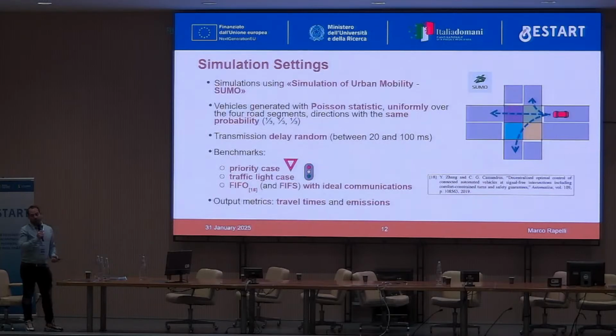We use the SUMO simulator with a Python script in order to model our first-in, first-scheduled algorithm. And we generated our vehicles uniformly over the four road segments with the same turning probability, thanks to a classic Poisson process. We modeled the transmission between the ego vehicle and the intersection controller by adding a random delay between 20 and 100 milliseconds. And eventually, we compared our solution with a few benchmarks. In particular, we compared it with a classical priority-based intersection, a traffic light-based intersection, and a classic first-in, first-out intersection with ideal communication. And for our metrics, we focus on travel times and emissions.